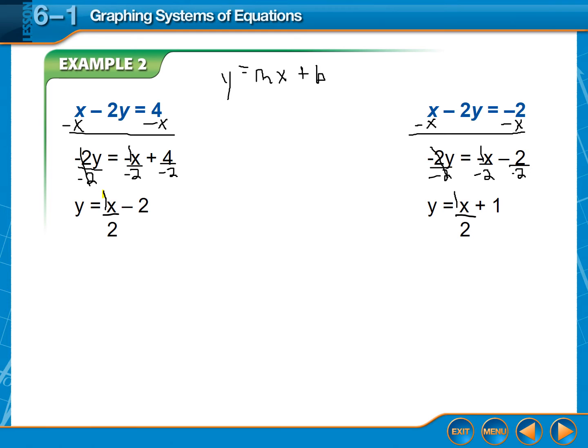this equation has a slope of 1/2 and this equation has a slope of 1/2. So they have the same slope. This equation has a y-intercept of negative 2. This one on the right has a y-intercept of positive 1. So they have the same slopes but different y-intercepts. So that tells me that those two lines are going to be parallel.